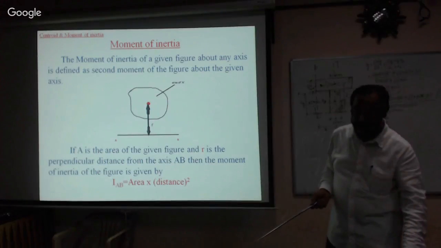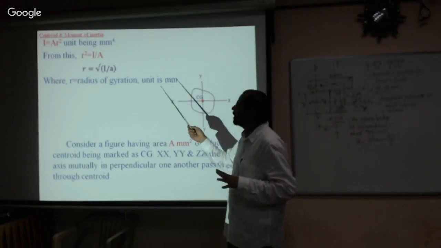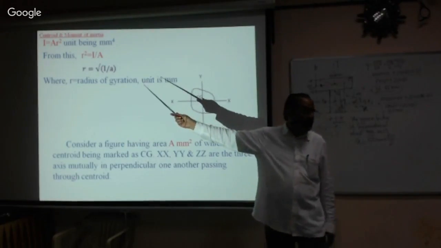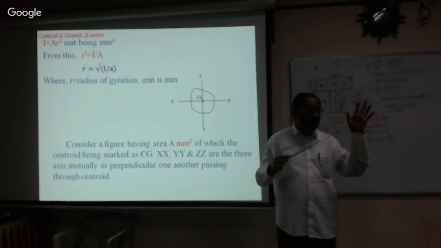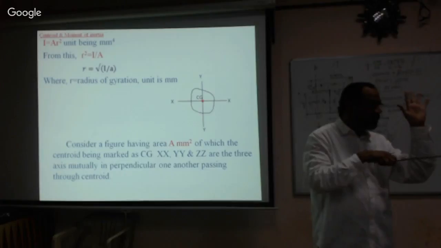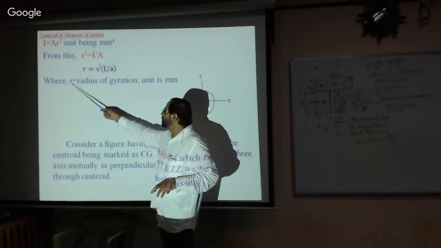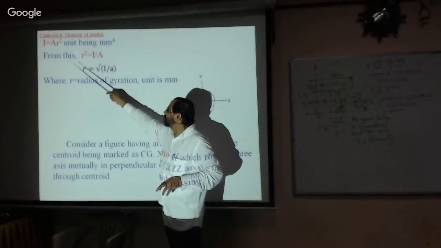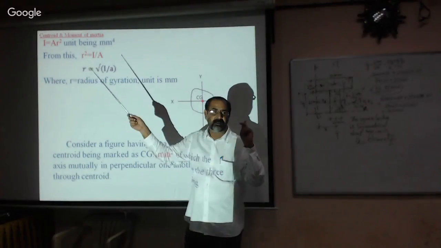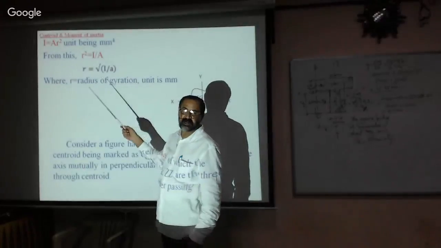Now similarly, for any given section, the moment of inertia is equal to area into distance squared. I told you already, the distance to the center where we are applying the force, and how it behaves with respect to the reference axis. Now this is the radius. Moment of inertia I is equal to area into r squared, where r is the perpendicular distance from the centroid to the reference axis. So r is equal to the square root of I by A. It is called the radius of gyration.